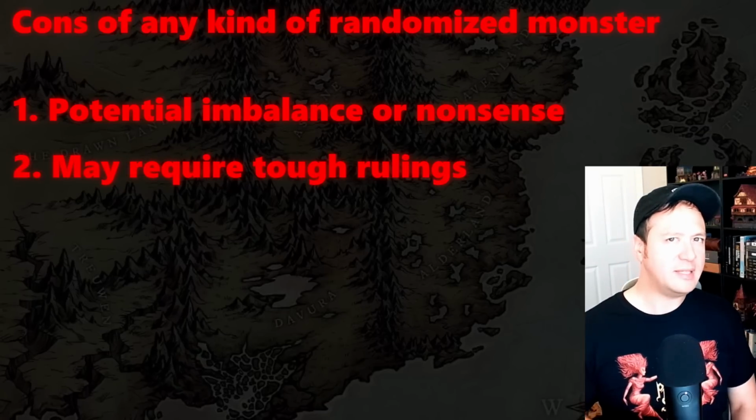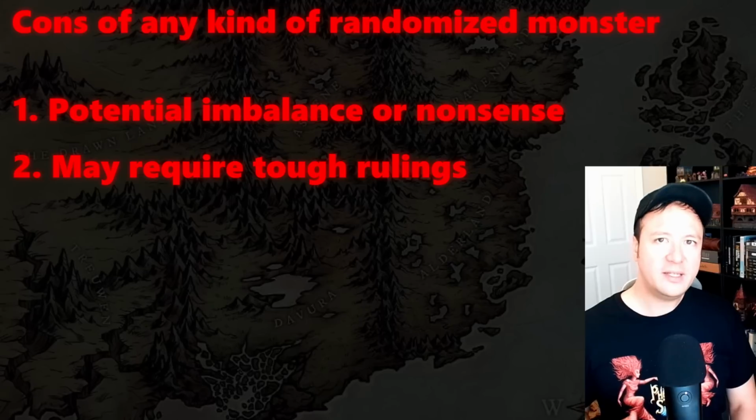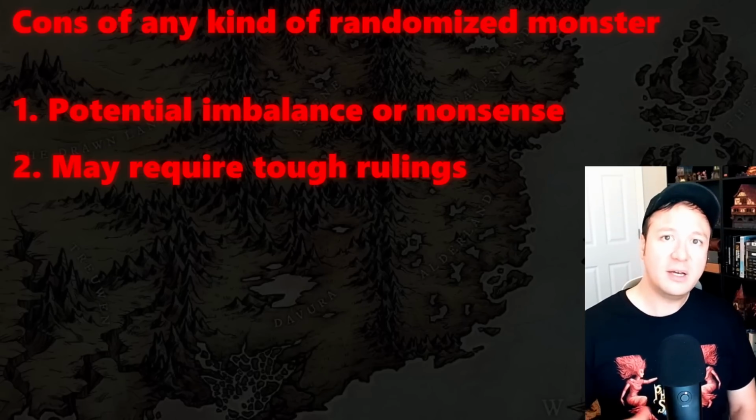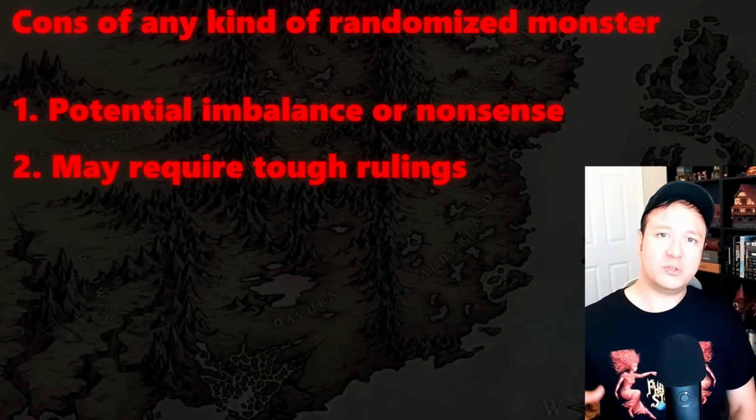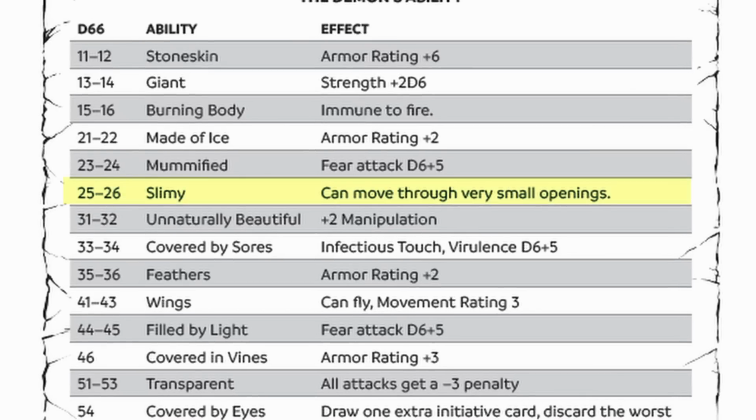The weirder things get with the mechanical features of a monster, the more edge cases you'll run into when putting them into a game. And when weird things rub up against the rules, there's the dreaded slowdown and potential rules dispute. One example in the case of our demons here is if they possibly have the slimy ability, which allows them to, quote, move through very small openings. Well, what constitutes small? There's no definition of that term in the game. You know, stuff like that.